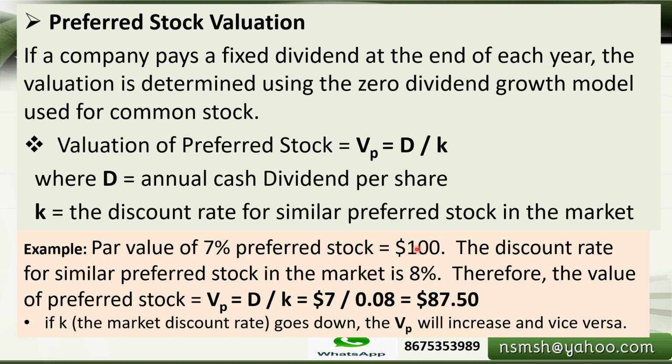Even though the par value is $100, why is the value less? We can easily compare that. We have done an earlier study on this. The preferred stock is giving only a 7% return, whereas the market rate is 8%. So it is less than the market rate, and therefore the value of that stock is less. Okay, so that is that. If the market discount rate goes down below the preferred stock's rate, then the value will increase, and vice versa.